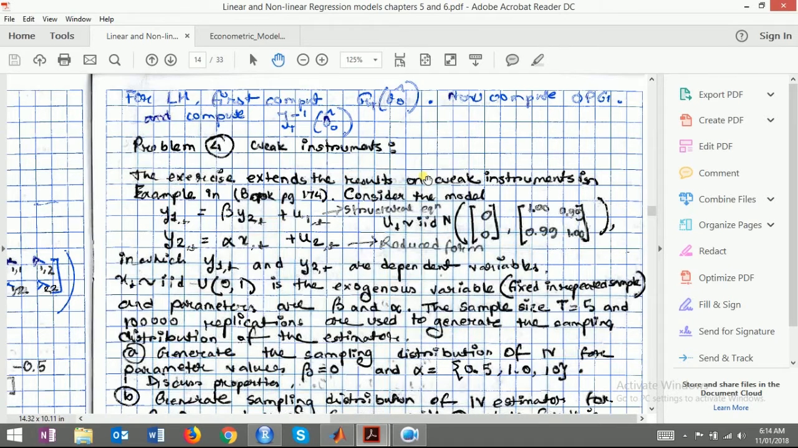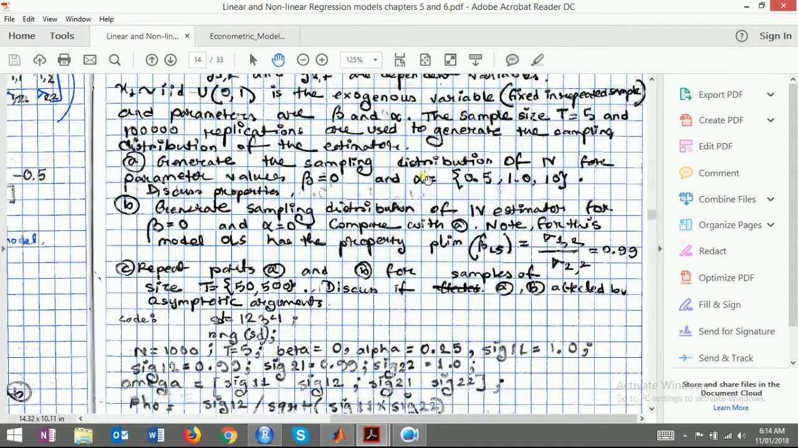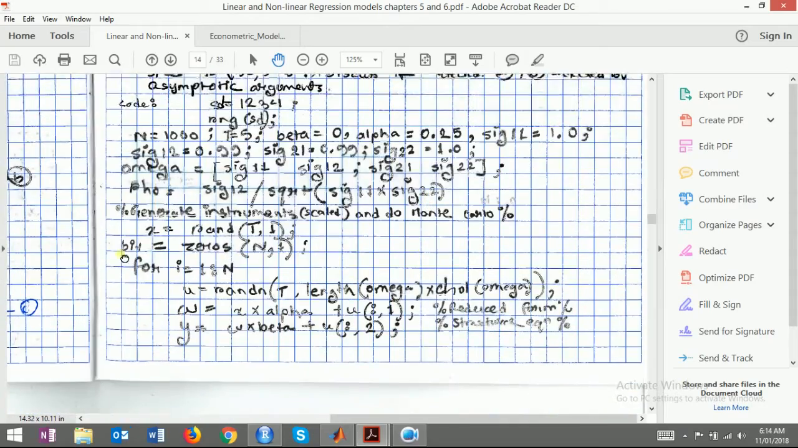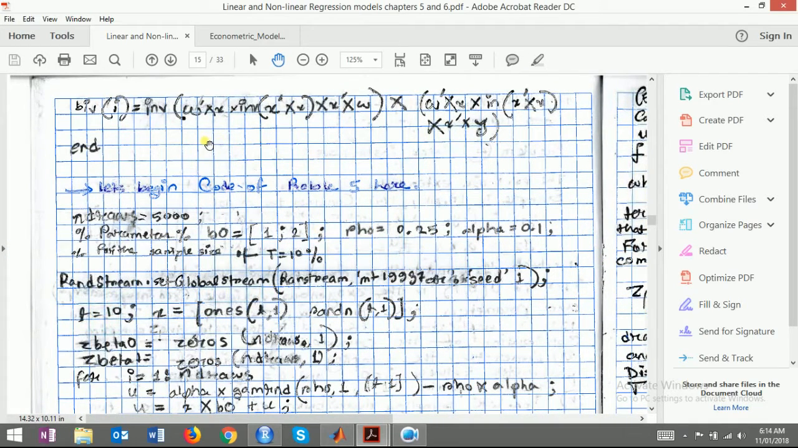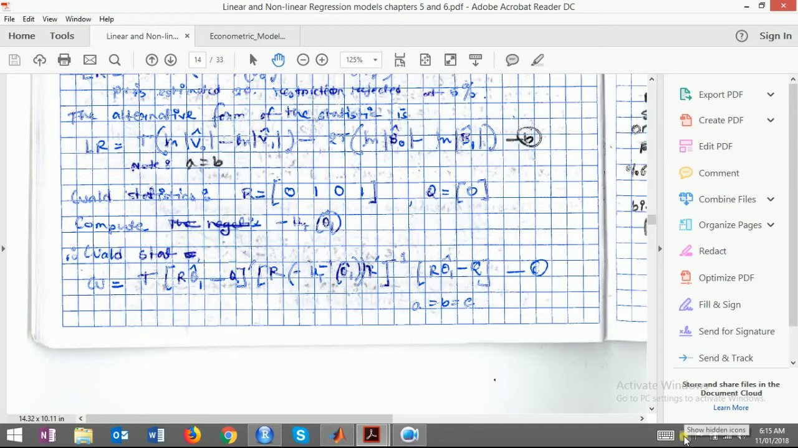But then again, let me just check the instrumental variable, which is the inverse of omega transpose x, inverse of x transpose x, then x transpose omega, or omega into omega transpose x, inverse of x transpose x, then x transpose y. That's it. So this is the instrumental variable.